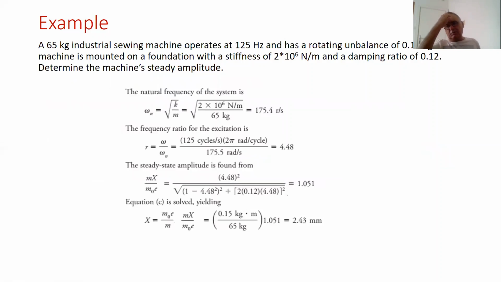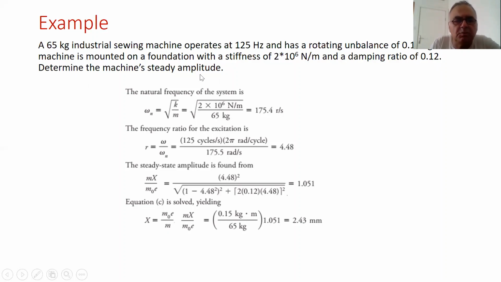I will conclude this by giving a very simple problem. Let's say that you have an industrial machine that operates at 125 hertz, and it has a rotating unbalance. This rotating unbalance is mass times the eccentricity. This is M0 E, 0.15 kilogram meters. The machine is mounted on a foundation with a stiffness of 2 times 10 to the 6 Newton per meter, and it has a damping ratio of 0.12.